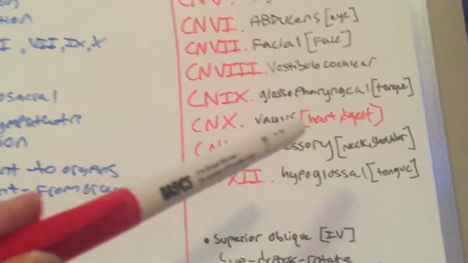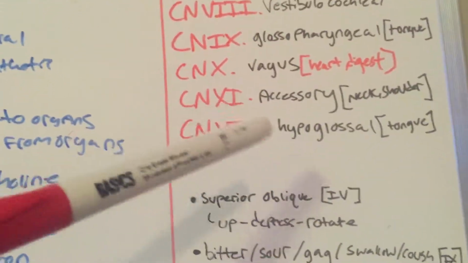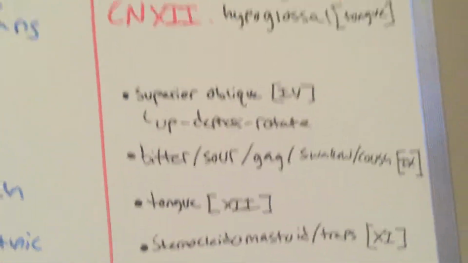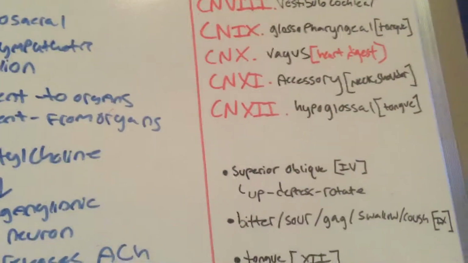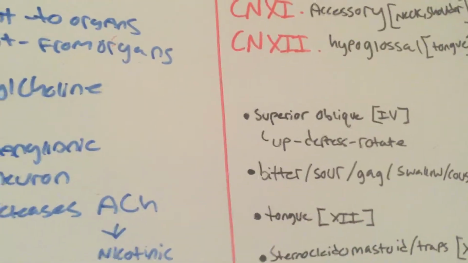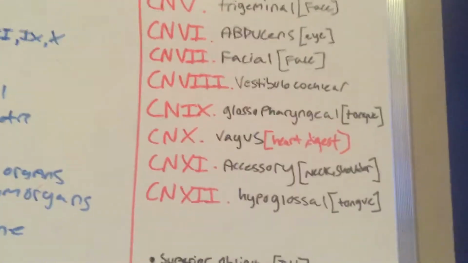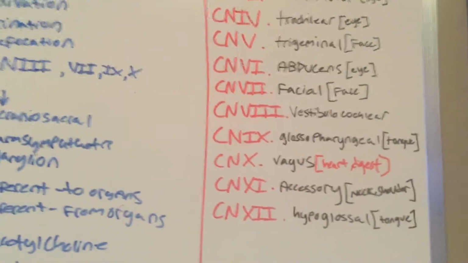We have the accessory nerve, which is responsible for the sternocleidomastoid and trapezius, which we have down here. It's a big long word. The sternocleidomastoid is that big muscle in your neck. When you turn your neck like that and you can feel the muscle there, that's the sternocleidomastoid. Your trapezius is all along your shoulders. And finally, we have the hypoglossal nerve, which is the tongue itself, movement of the tongue.